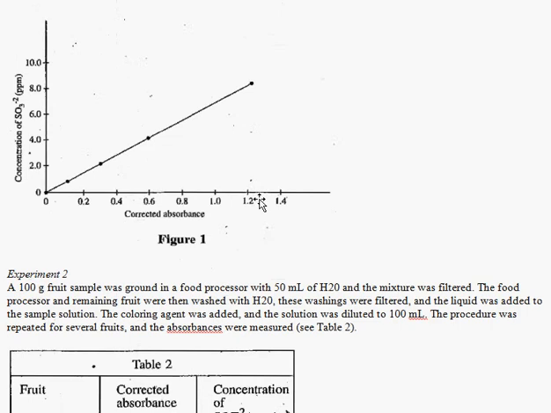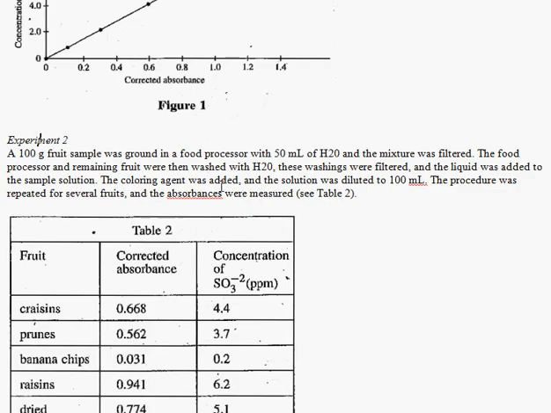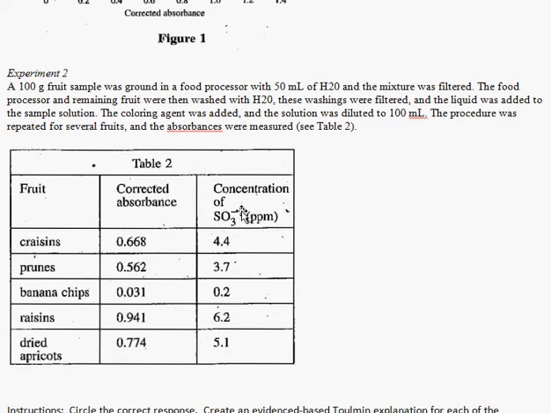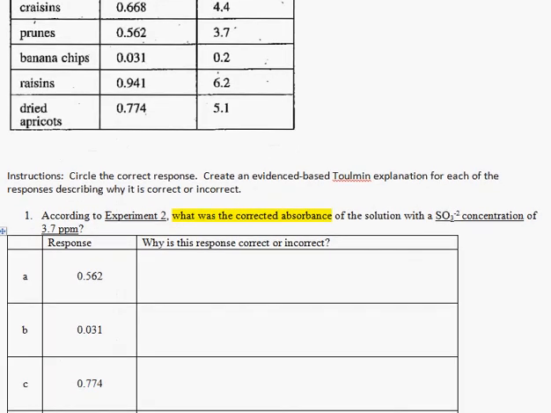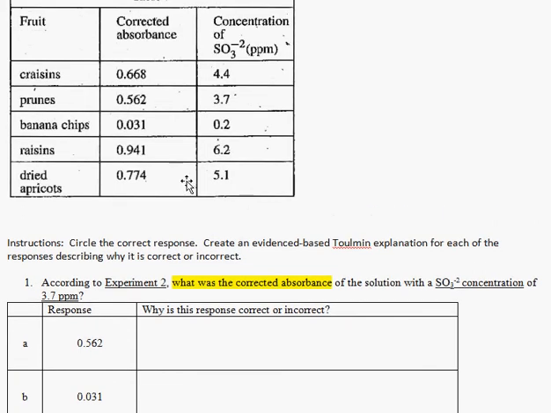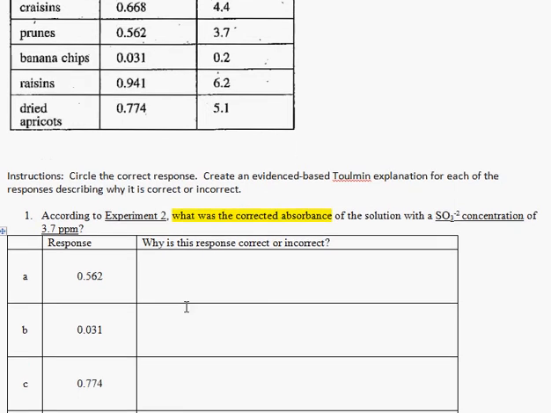So experiment 2, it's this one. SO3 minus 2 concentration, ppm, 3.7, corrected absorbance, 0.562. Okay. So 3.7 ppm, 0.562 is the corrected absorbance. Corrected absorbance, that's what we want. So 0.562 is the first response.